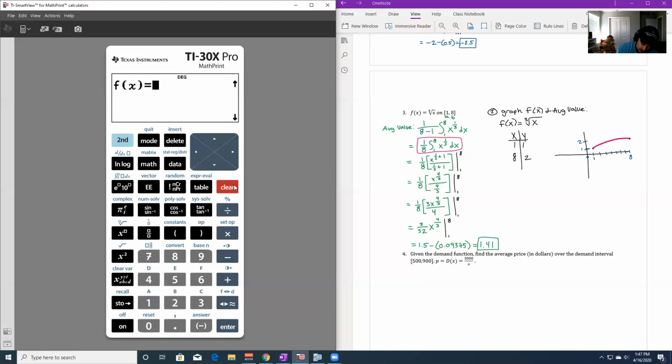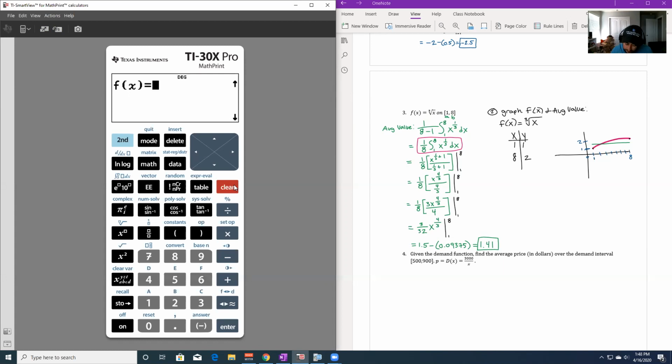And then we want to graph our average value. What's our average value? It's 1.41. So I'll just put that right about half. And there it is. Oh, but we started at 1, so it has to start here, because it has to be on the same interval. So there's the average value.